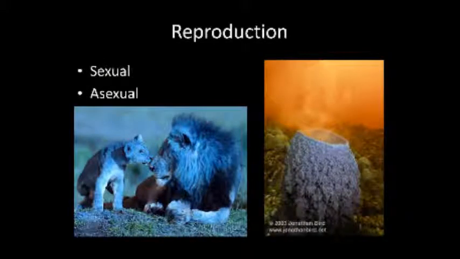Now, animals can either have sexual or asexual reproduction. We might think that's kind of strange to consider that animals can have asexual reproduction just like plants can, but it is possible. There are certain species and certain phyla that purely reproduce via asexual reproduction.